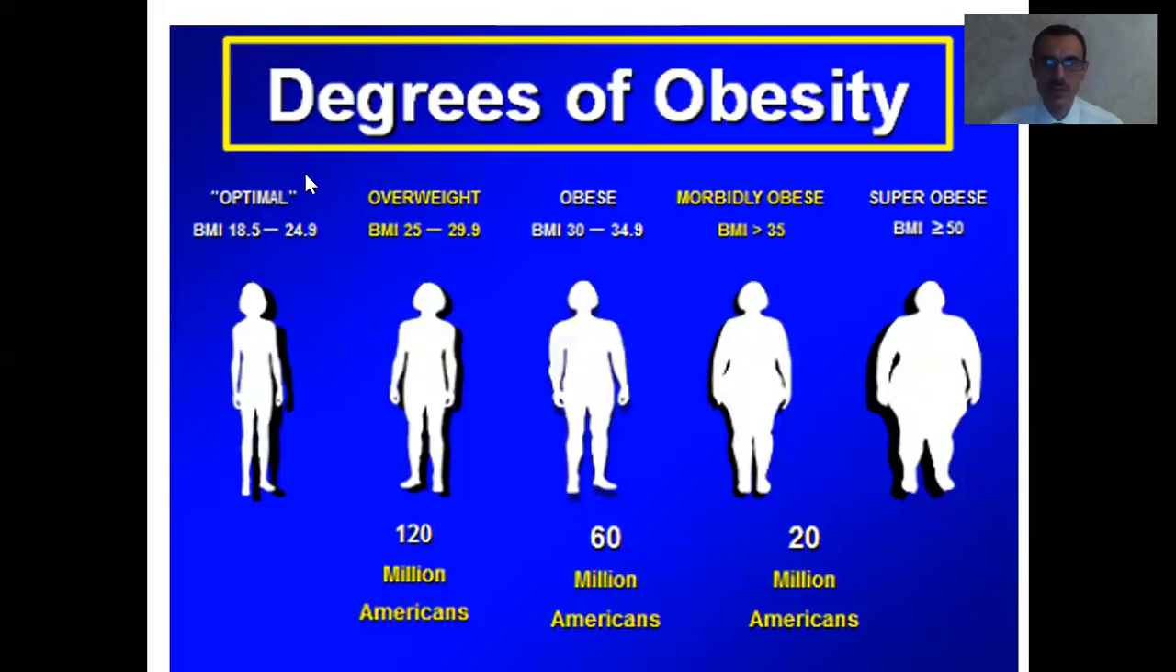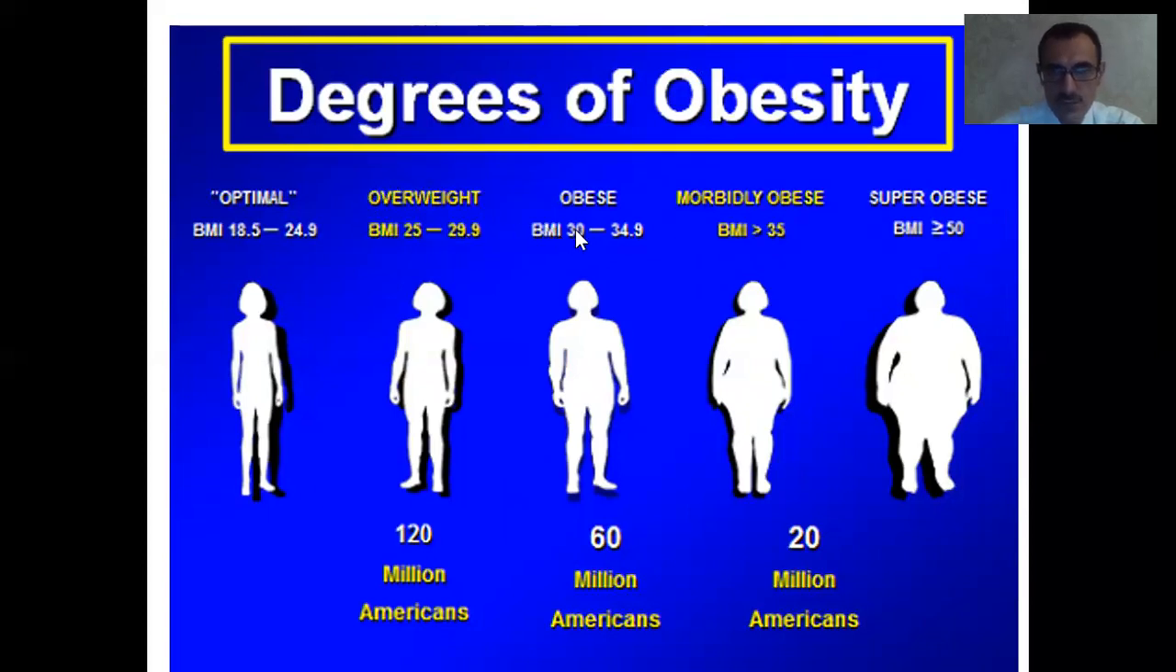Here you see another illustration regarding the degrees of the obesity, and here we use the body mass index. If the body mass index is between 18.5 to 24.9, we take these persons as optimal. BMI between 25 to 29.9, overweight.